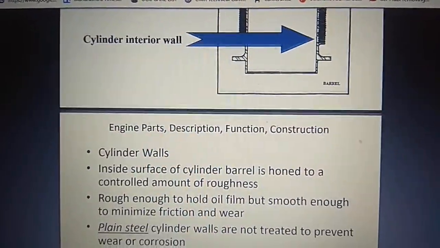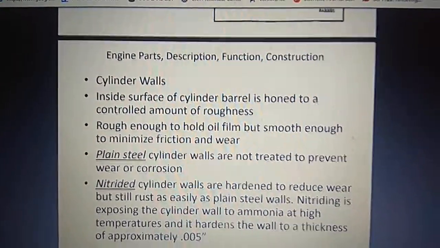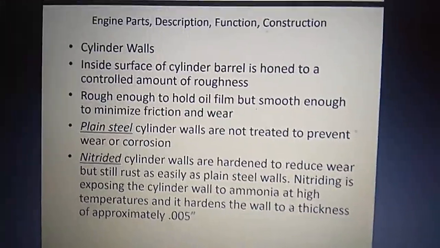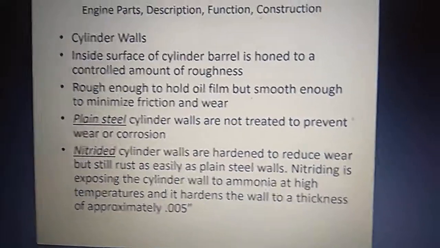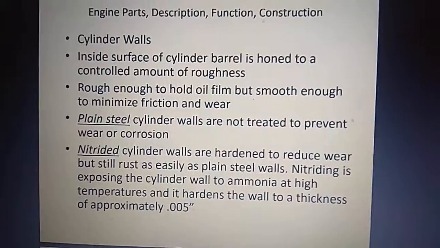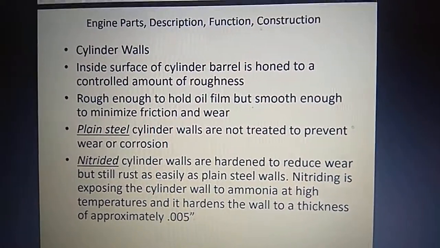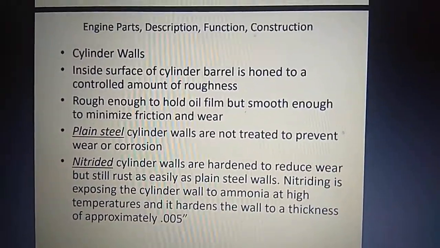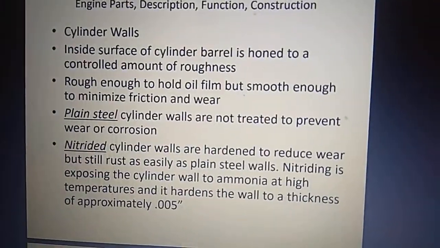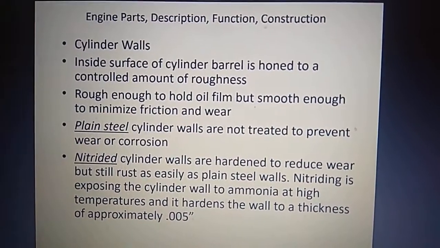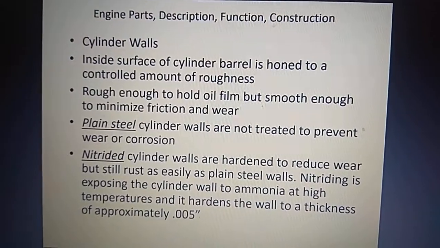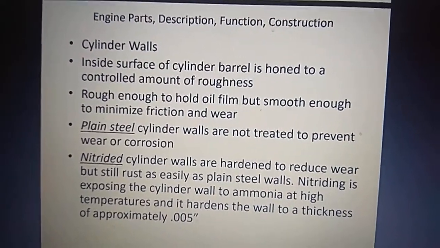There are important parameters for the material selected for cylinder walls. Plain steel and nitrided cylinder walls are hardened to reduce wear, but still rust as easily as plain steel walls. Nitriding is exposing the cylinder wall to ammonia at high temperature, which hardens the wall to a thickness of approximately 0.005 inches.